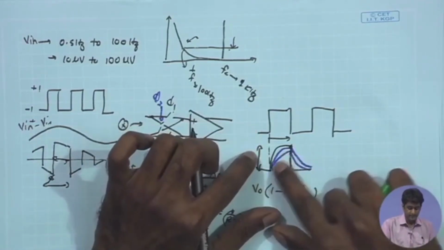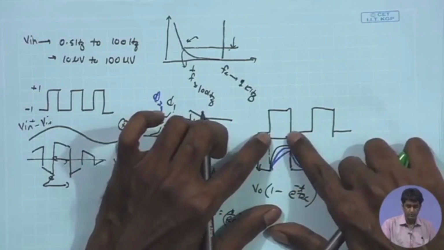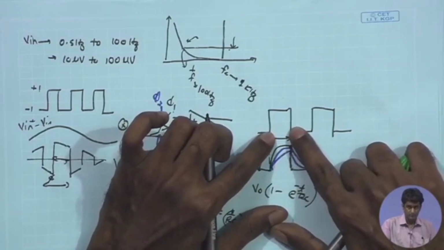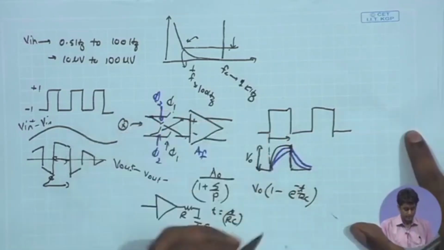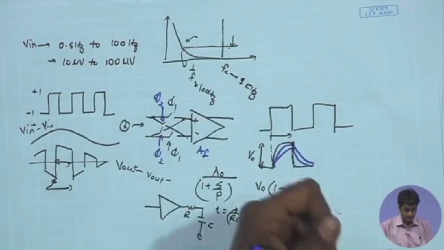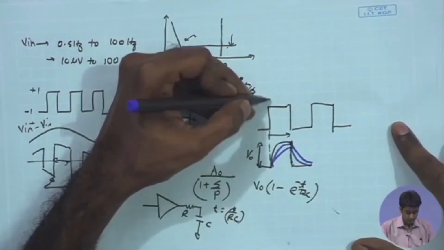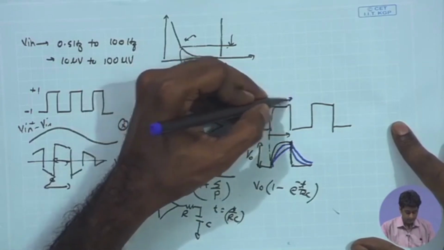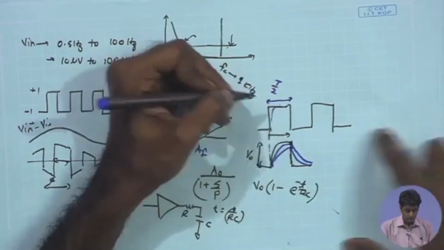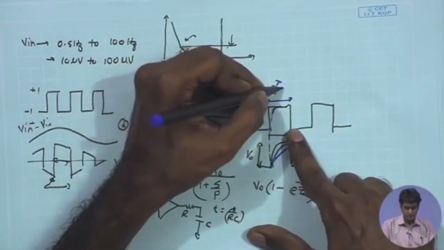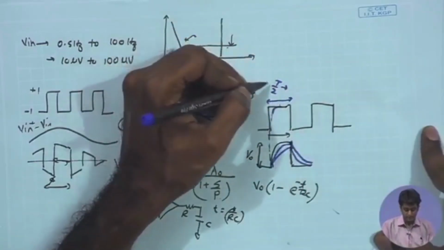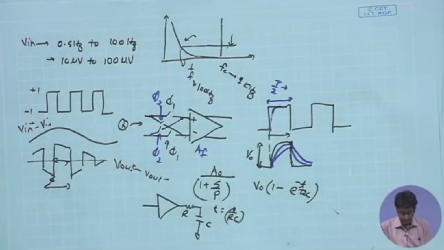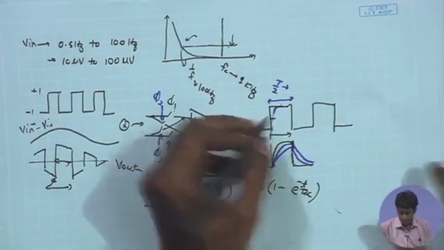So, this rise time should be much smaller as compared to the overall half period of the clock. So, I would like my signal to settle much faster. So, if this is T by 2, I would like the settling time to be close to 1 by 10th of this. So, I would like this settling time, t settle, within which the signal is settling to the final value.